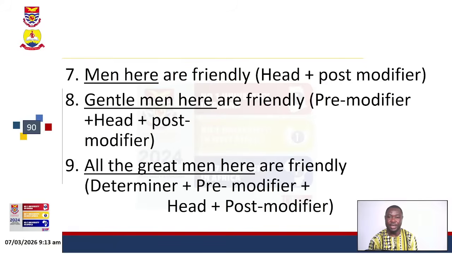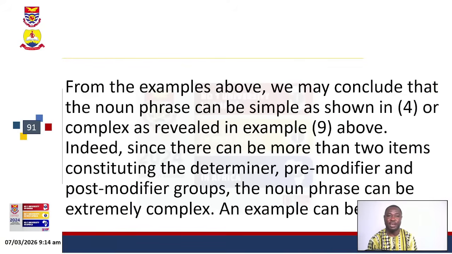All the great men here are friendly. All the great men here. All is a determiner. The is also a determiner. Great is a modifier which comes before men, so it's a pre-modifier. Men is the head word, and then here is a post-modifier.